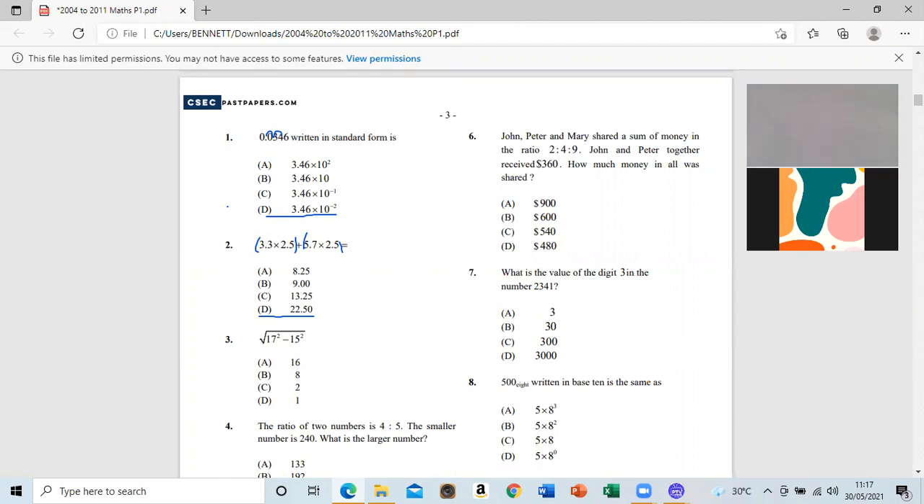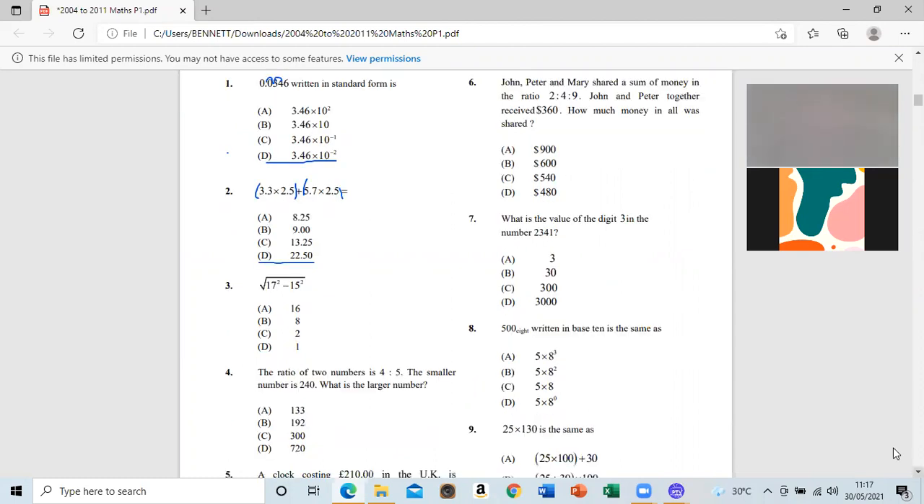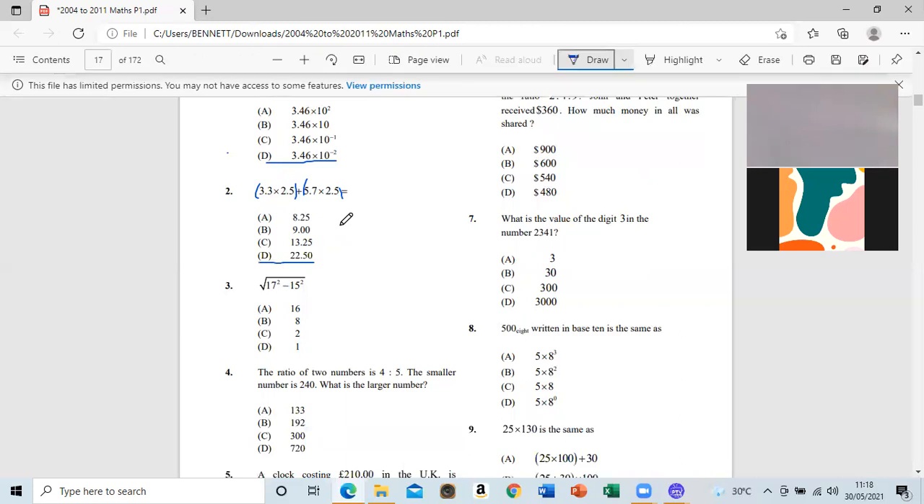Guys, in a multiple choice, you don't necessarily have to work it out. You can use the elimination method. You can eliminate all them 2 here right away. But when we look at 5.7 times 2.5, 5 times 2 is 10. 5 times 2 is 10 already. So that means that it can't be 13 either. It has to be 22.5. You don't have to waste your time and work it out to the end.